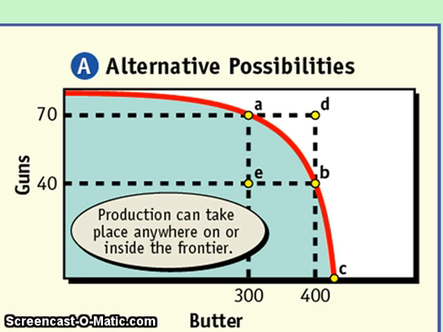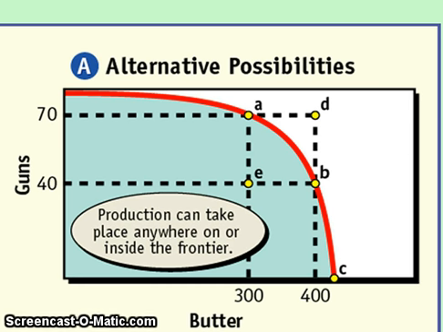Point E is inefficient, because any point inside this curve means that you have some sort of productive resource, such as a factor of production, land, labor, capital, or entrepreneurs, that is being underutilized or not utilized at all. So this is where you have high unemployment rates when you're inside the curve. So you can look at point E and know that this economy is operating with high unemployment rates.